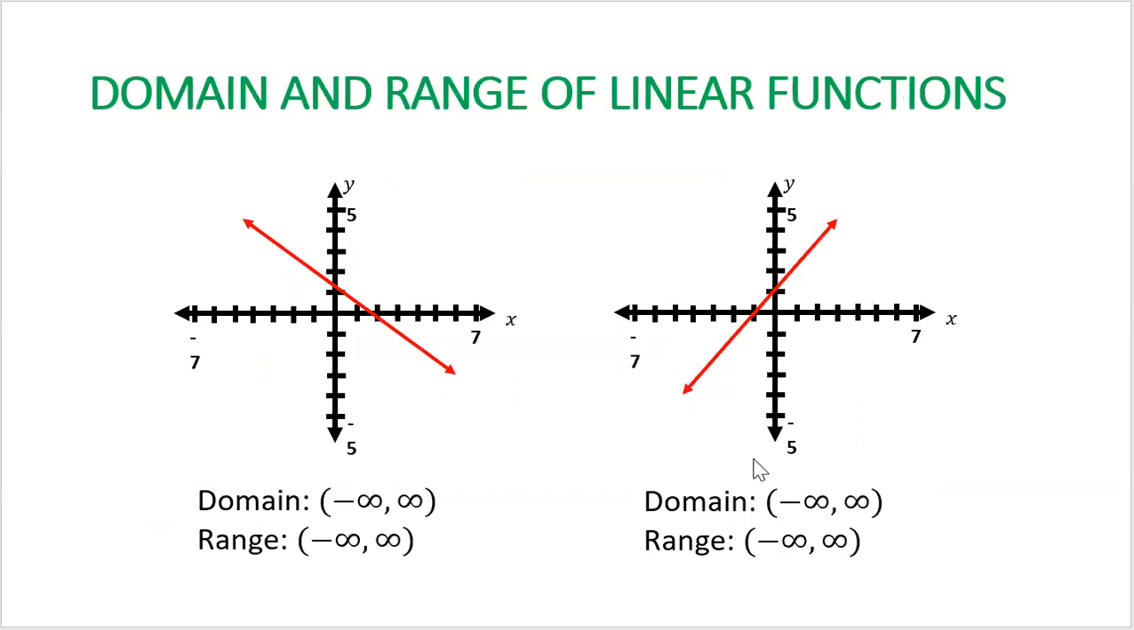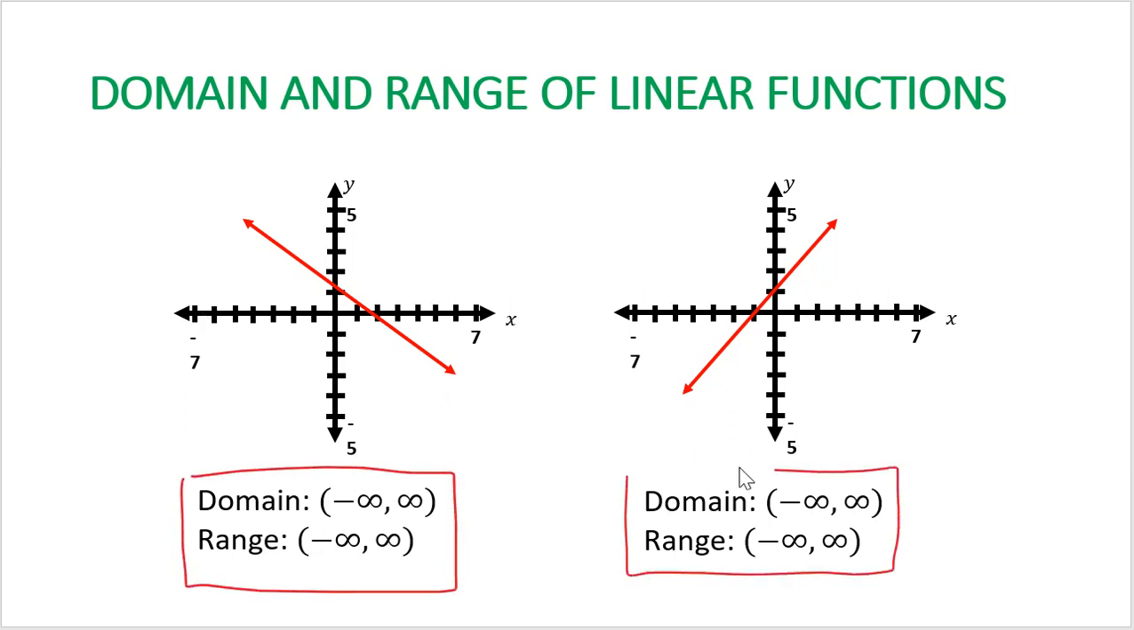And then finally, the domain and range of linear functions. So as you can see, the graphs are both extending indefinitely to the left and to the right. And it extends also indefinitely going up and going down. So that's why in both of these graphs here on the screens, the domain and the range would be the set of all real numbers.